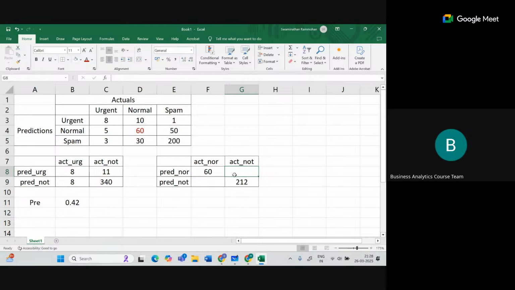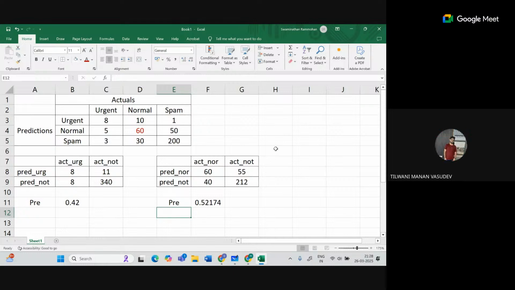So now tell me, predicted normal, actually not. What are they? 50 plus 5. So this one would be 40. So now what is precision of class 1? True positive by true positive plus false positive. It is 52%.